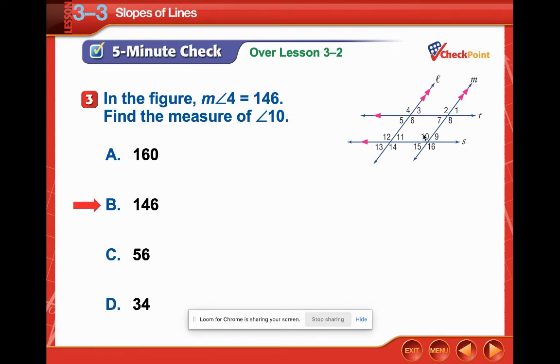All right. Awesome. Hopefully you got that one correct. If so, great job. Let's keep it up. We got 2 more problems left. All right. In the figure, measure angle 4 is still 146 degrees. It's not like it's changing from problem to problem, which is kind of cool. All right. Find the measure of angle 11. Why don't you guys take a second, see if you can solve this one on your own.